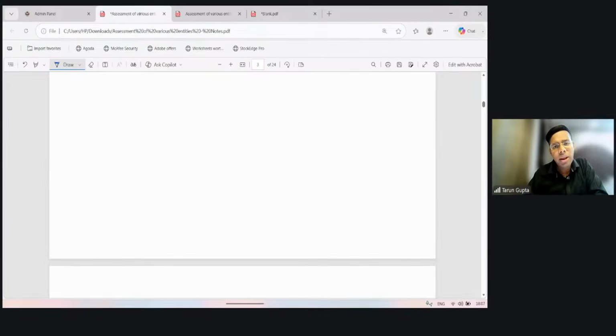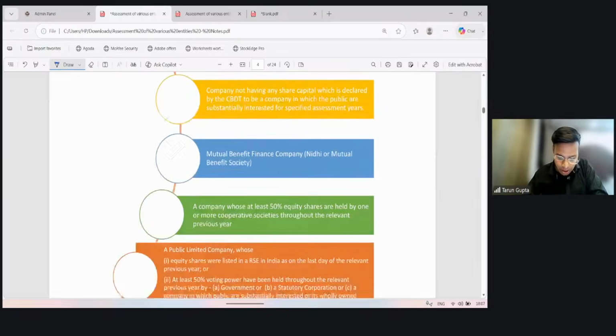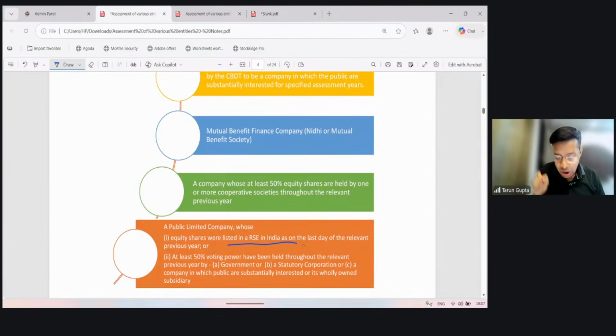So as a layman, what we understand by the word widely held company? Firstly, it means a company whose shares are listed on a recognized stock exchange as on the last day of the previous year. But it also includes a company, 50% of the voting power of which is held either by the government or statutory corporation or another company which is a widely held company or its subsidiary. Means either it is itself listed or even a subsidiary of a listed entity is also treated as a widely held company, or a subsidiary of a subsidiary of a listed entity is also treated as a widely held company.